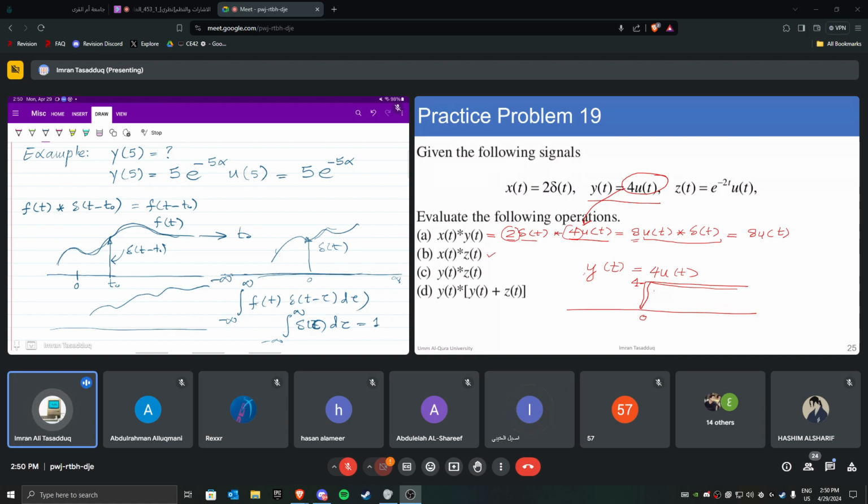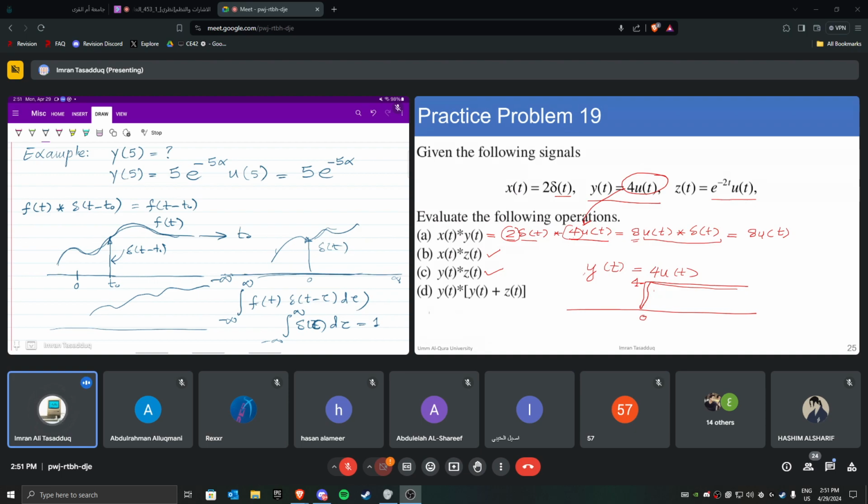Similarly, you can do x of t convolution with z of t. Same thing will happen because x of t has delta t and z of t is this function. So when you convolve with delta t, you get back the same signal. Y and z, this you have to do. Y and z, there is no delta, so you have to do actual convolution using the formula.